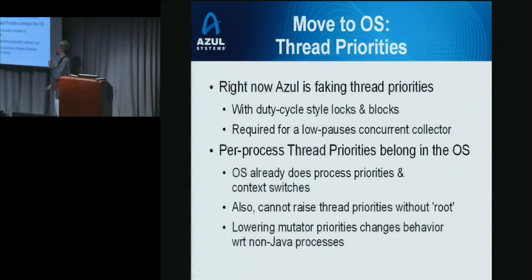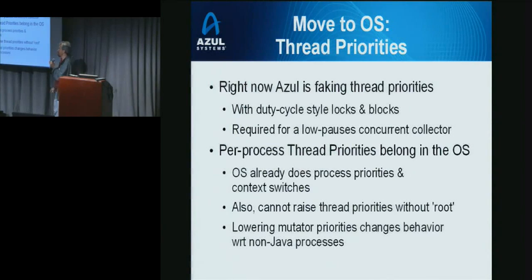Right now, Azul Systems is faking thread priorities with duty cycle style locks and blocks. We're getting the right set of thread priority games done, but we're faking what the OS should be doing for us, right? And we need it because we're trying to sell a low pause concurrent collector. We need the right kind of thread priorities games. But I claim this should just belong in the OS.